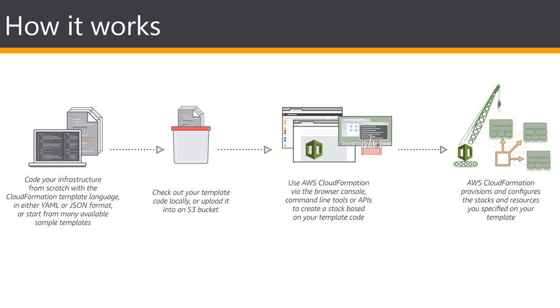So for example, if you want to create 5 EC2 instances, or you want to create security groups, or what security groups you want to attach to those EC2 instances. So basically everything that you can do within the AWS console in terms of setting up those resources can be coded into those JSON or YAML files.